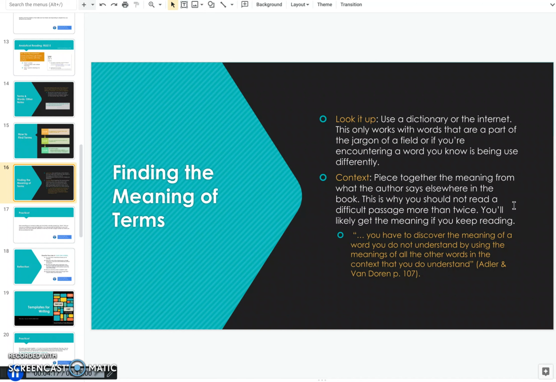This goes back to what we said last week with inspectional reading. You don't want to just labor over a sentence and read it over and over again. Move on, and you'll likely figure out what the word means from the context surrounding that idea. Okay? So as Adler and Van Doren say, you have to discover the meaning of a word you do not understand by using the meanings of all the other words in the context that you do understand.